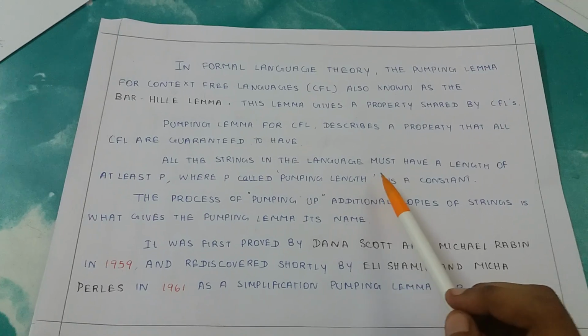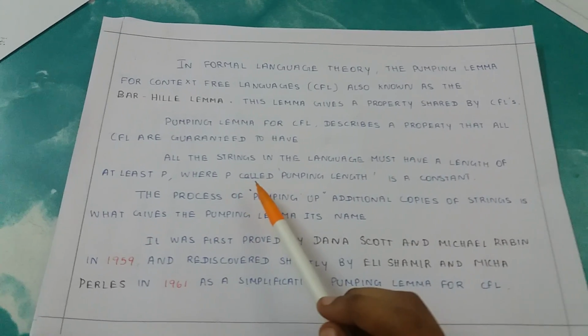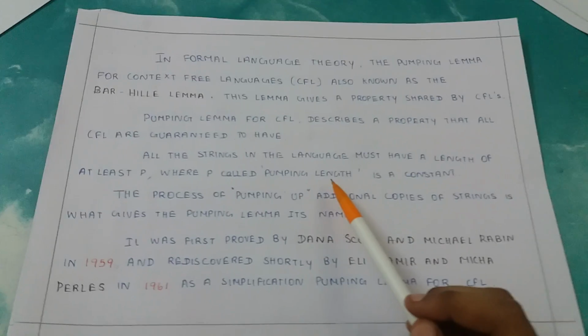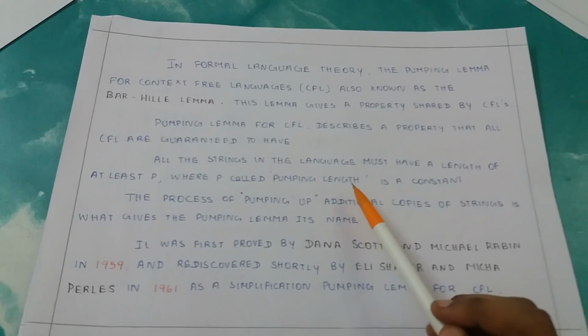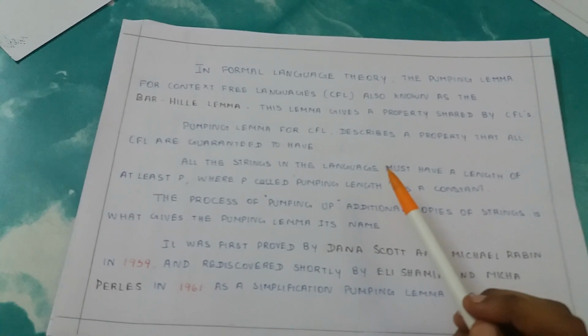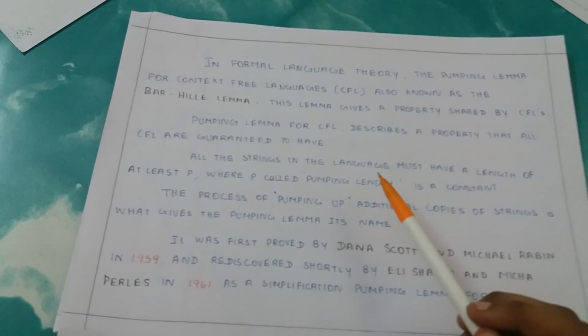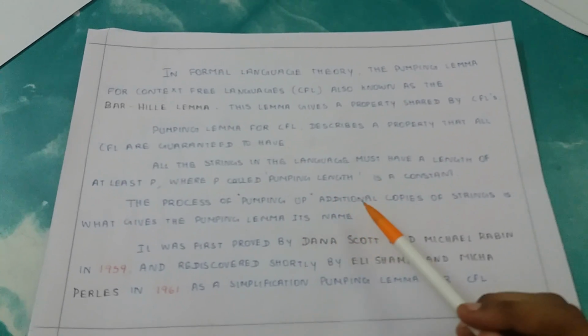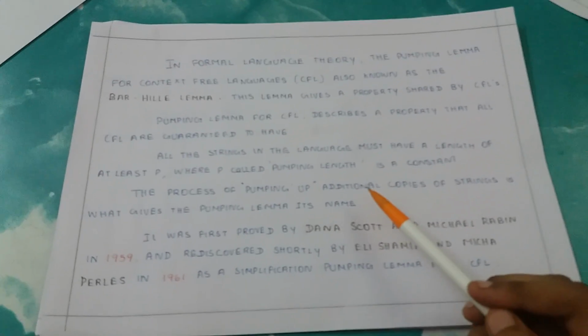All the strings in the language must have a length of at least p, where this p is called the pumping length and it is a constant value. Informally, it says that all long words in a CFL can be pumped. That is, the middle section of the word is repeated n number of times to produce a new word, which also lies within the same language. The process of pumping up additional copies of a string gives the name pumping lemma.